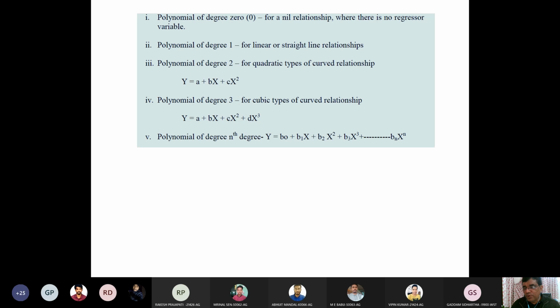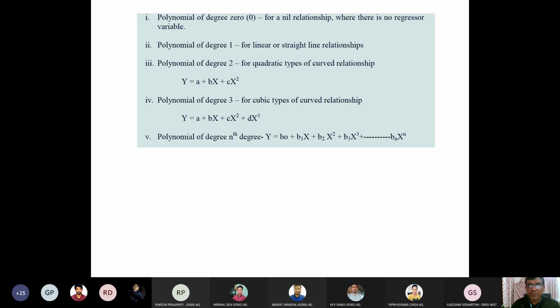So you see different polynomial models. Polynomial of degree 0 means y is equal to x power 0, something like this. So there will not be any relationship. If your x has power 0, there is no regressor variable. Now polynomial of degree 1 is for a linear or straight line relationship. y is equal to a plus bx. So this is your polynomial of degree 1.